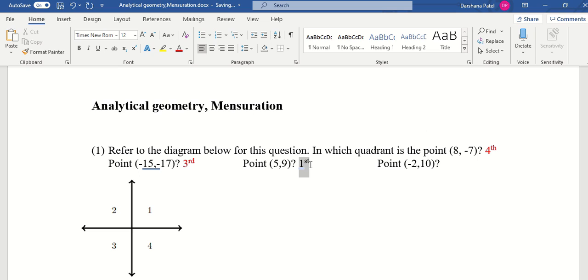Okay, and lastly point (-2, 10), so x is negative 2, y is positive 10, so that happens in quadrant 2. So that will be in the second quadrant. So that will be our answer for that one.